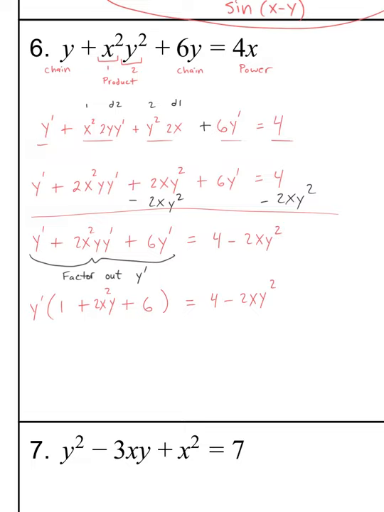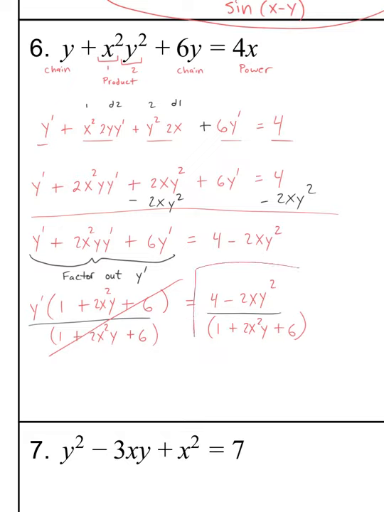Okay, finally, the last thing to do to get y prime by itself is I divide by that trinomial. So I'm going to divide this side and this side by that trinomial, 1 plus 2x squared y plus 6. And same thing over here, 1 plus 2x squared y plus 6. And there you have it. Those cancel out. We've got y prime by itself.